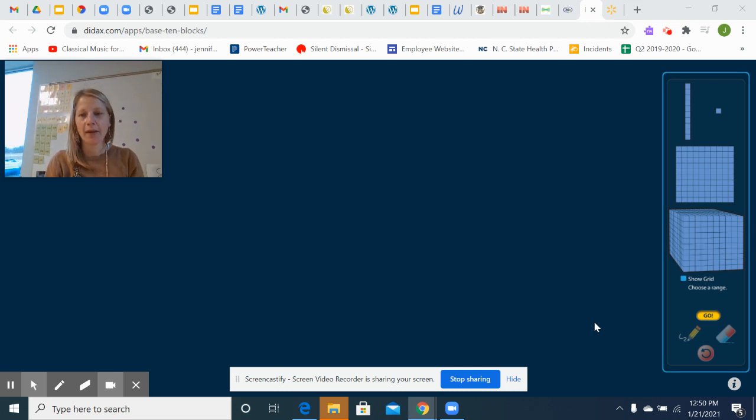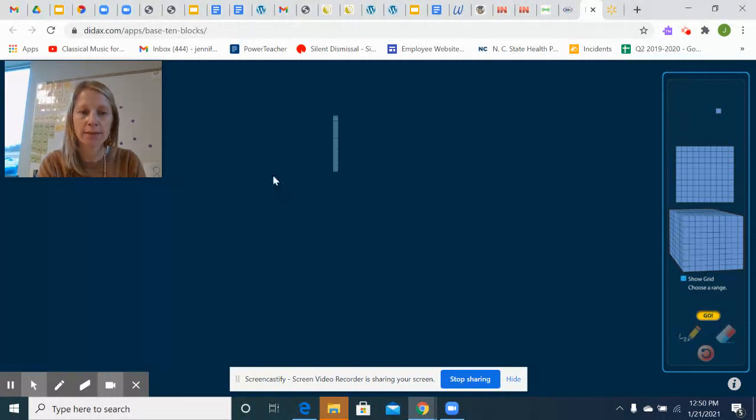Hey champions, so today we are going to continue with our base 10 blocks, and yesterday we added 10 to our base 10 blocks, and today we are going to subtract 10. So I'm going to go ahead and put some rods and dots over here.